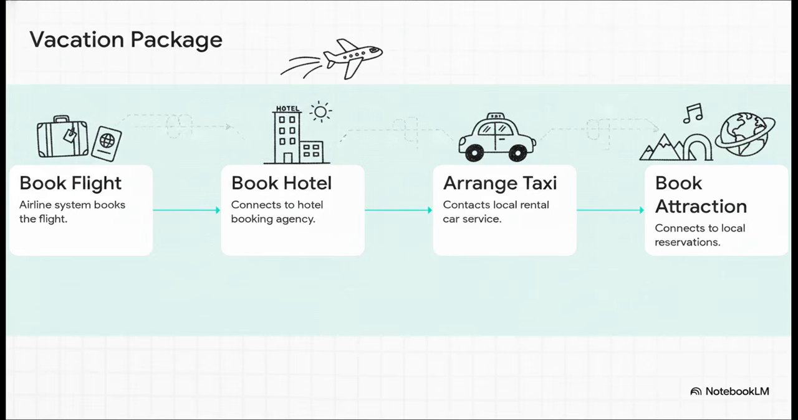Step 1, their system uses its own internal service to book your flight. Step 2, it connects to a completely external hotel booking agency's service. Step 3, it contacts a local rental car or taxi service. And Step 4, it connects to local reservation services to book your attractions. It literally combines all these separate external services into one seamless vacation package for the user. It's like a giant puzzle coming together perfectly.